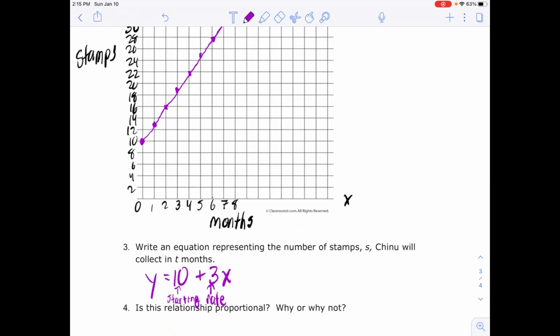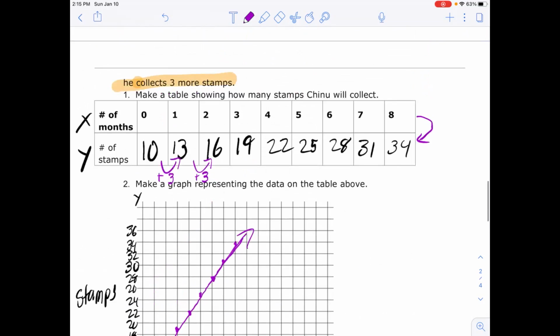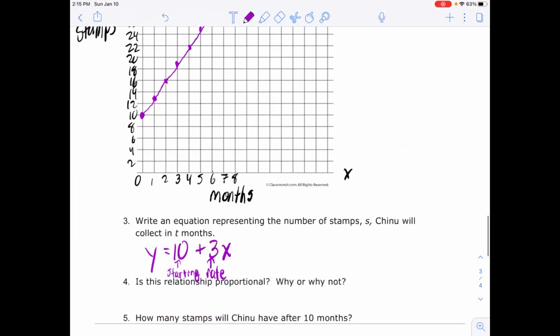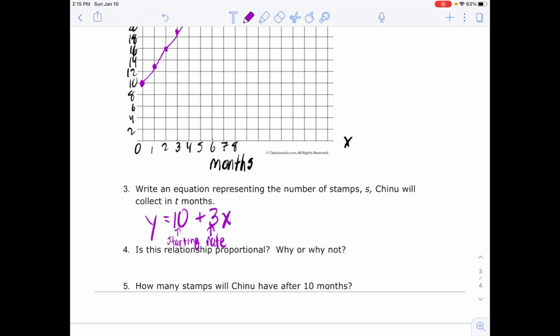And this is my trick for this one. Since I wasn't just multiplying by the same thing each time, I was actually starting at one point and adding something each time. But I always added the same thing. So that's still my constant rate. My 3, that's my constant rate. But I had to start at 10. So it's y equals 10 plus 3x.